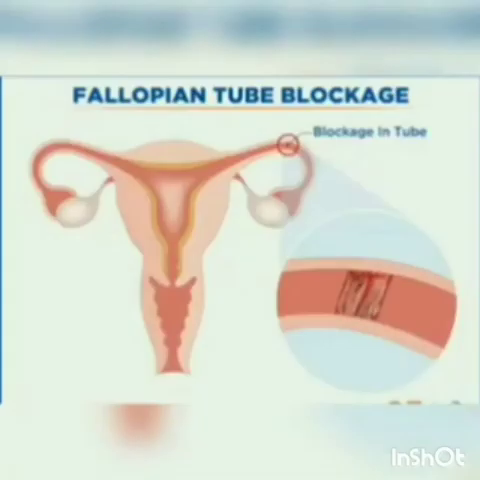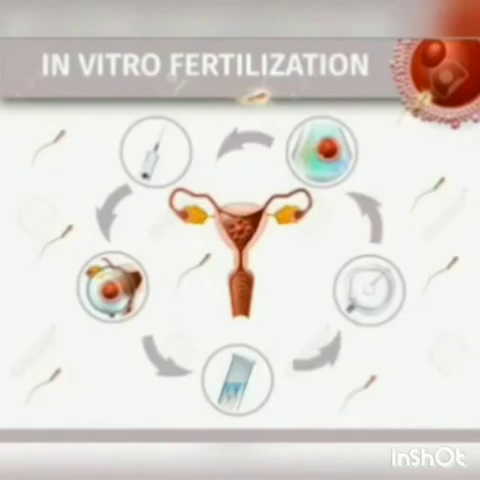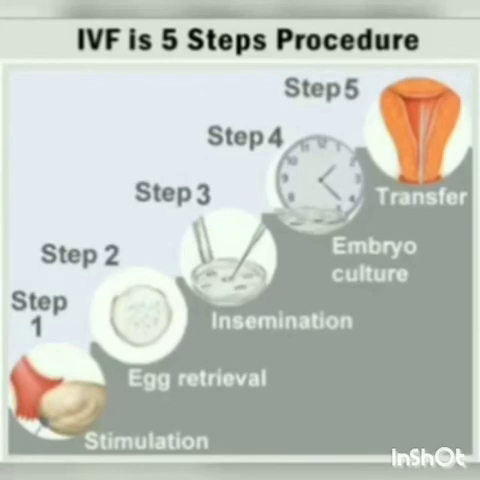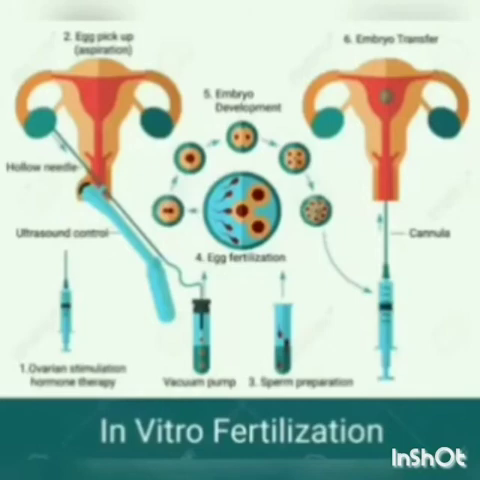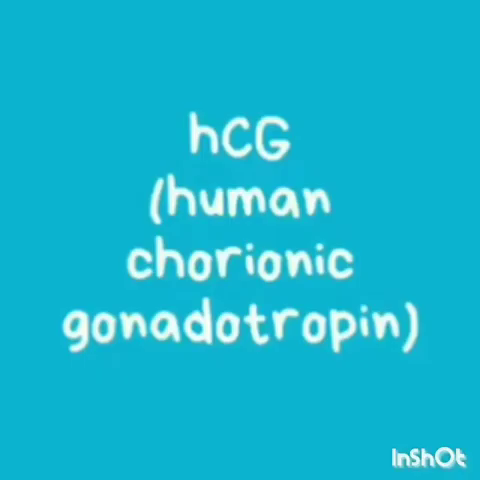IVF was used to treat women with blocked, damaged, or absent fallopian tubes. Today, IVF is used to treat many causes of infertility. There are some basic steps involved in IVF. They are ovarian stimulation, egg retrieval, fertilization, embryo culture, and embryo transfer. How are these eggs retrieved from the ovaries? By giving the hormone injection, that is HCG, human chorionic gonadotropin injection.